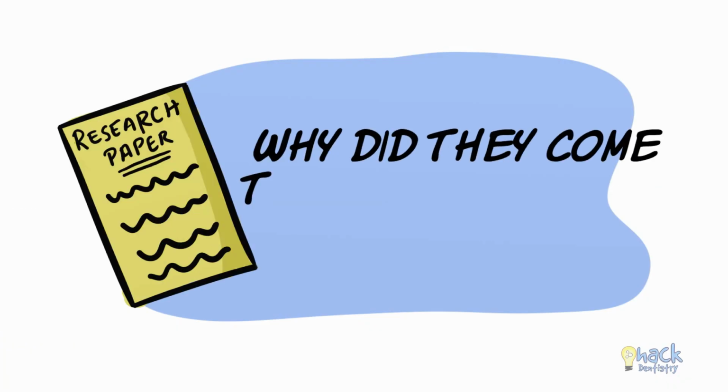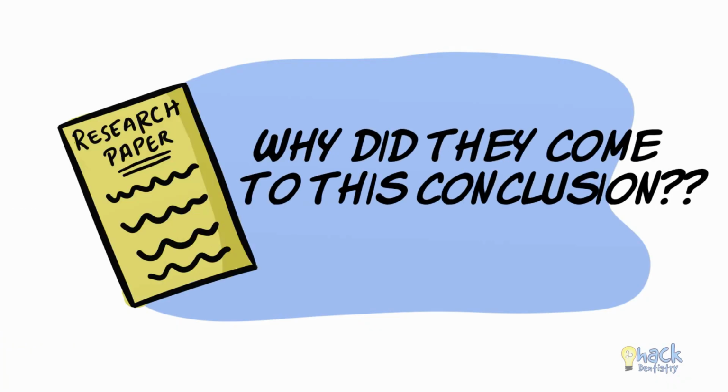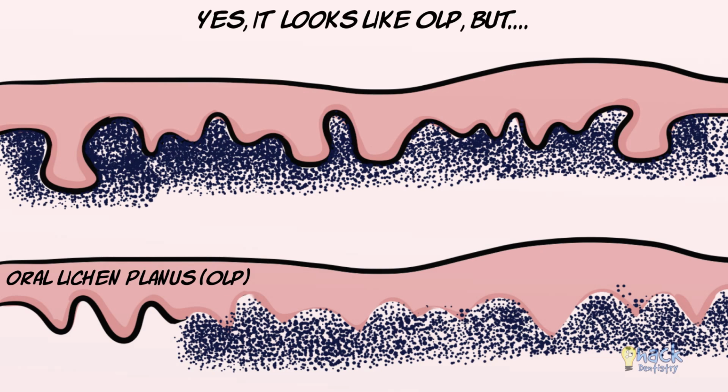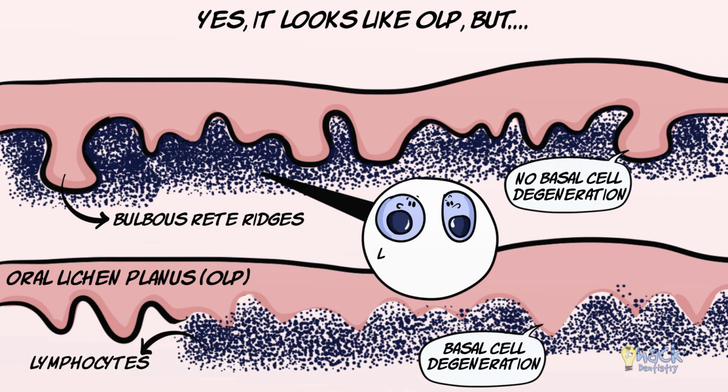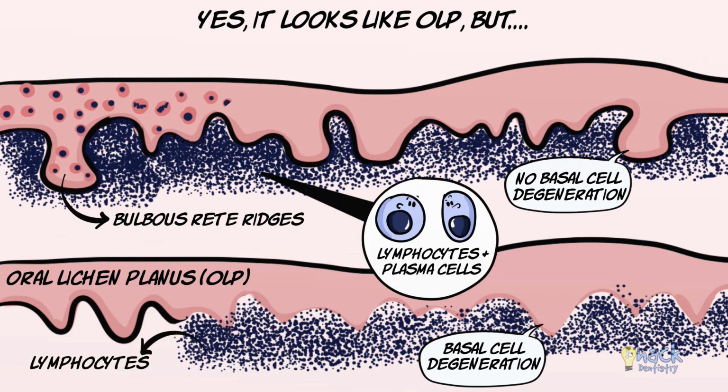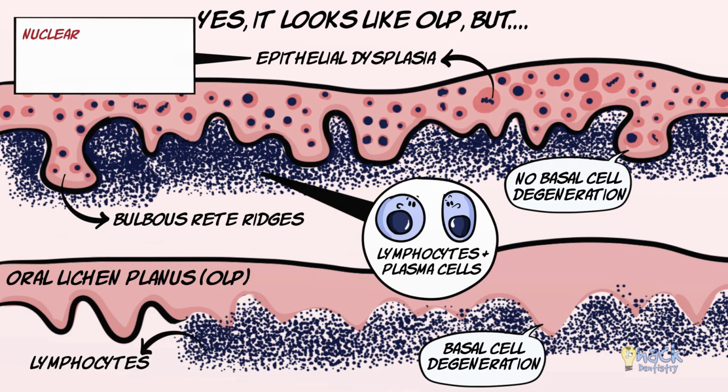So why did they come to this conclusion? Well, though these lesions looked like oral lichen planus, on close examination they found that these lesions lacked basal cell degeneration and in fact had broad and bulbous rete ridges, showed a mixed inflammatory infiltrate having lymphocytes and plasma cells, and showed dysplastic features like nuclear pleomorphism and hyperchromasia, disordered stratification, mitotic figures, and broad and bulbous rete ridges.